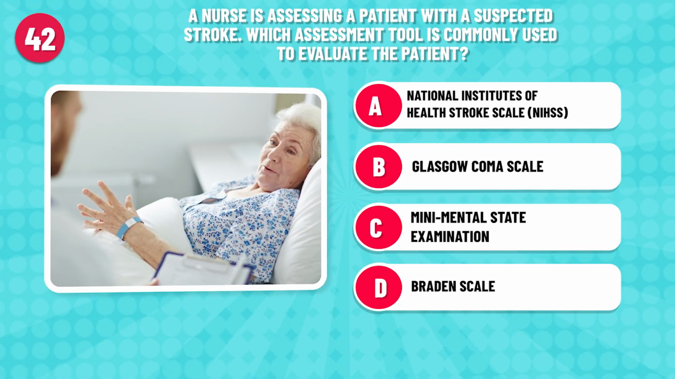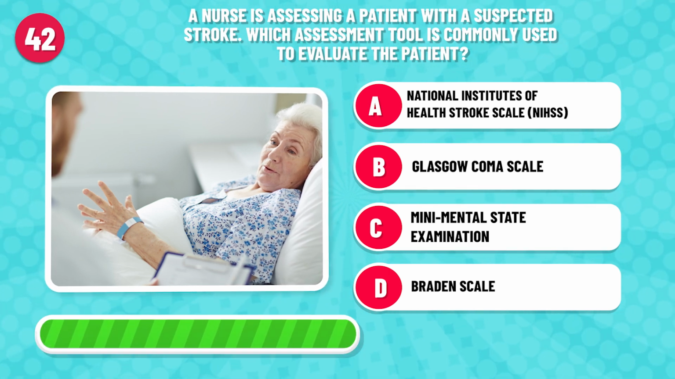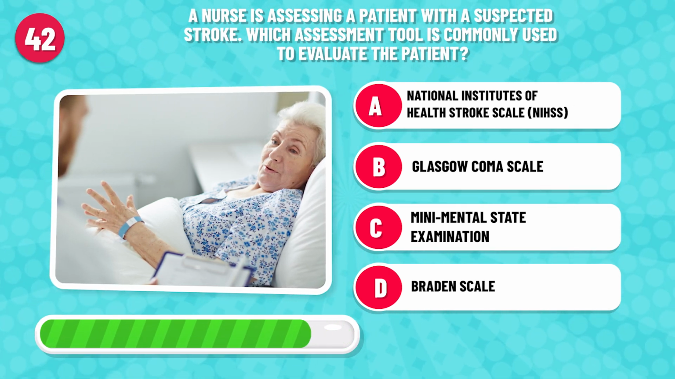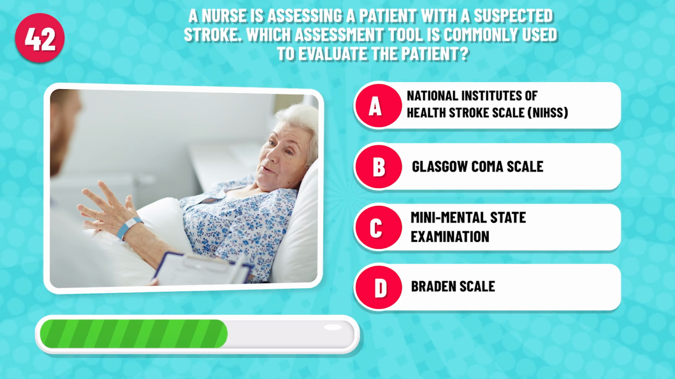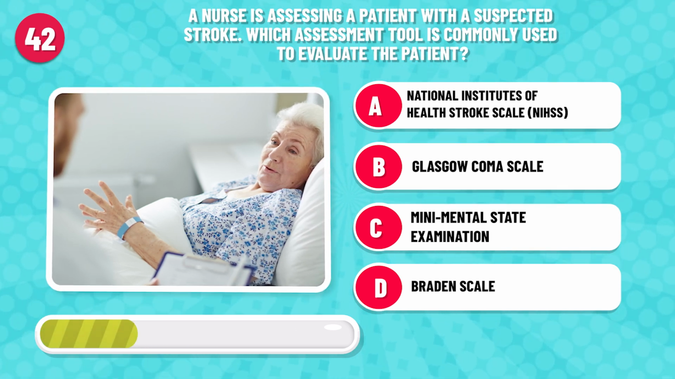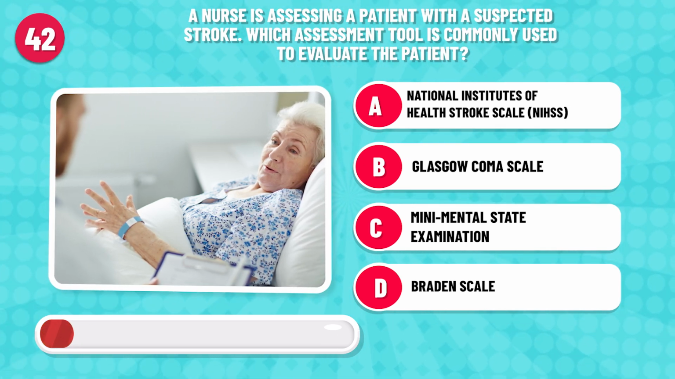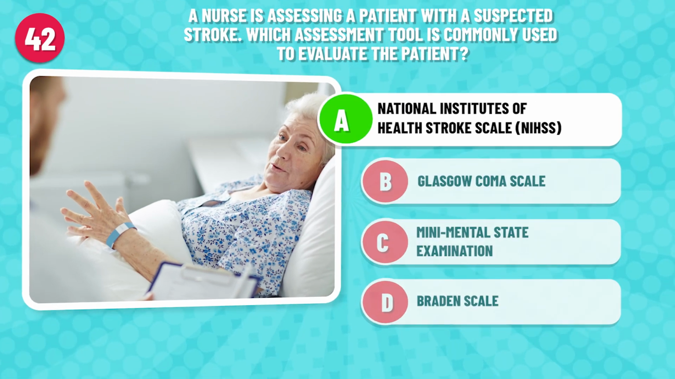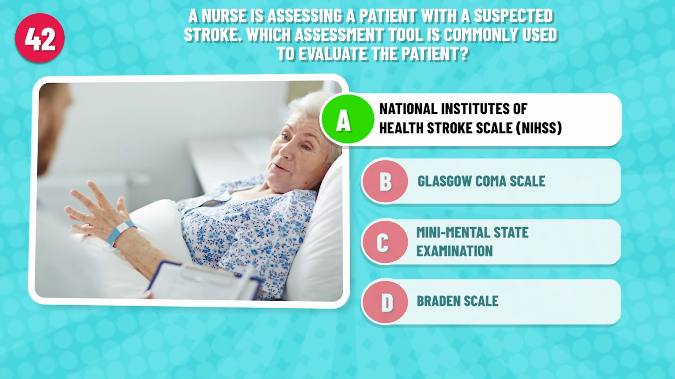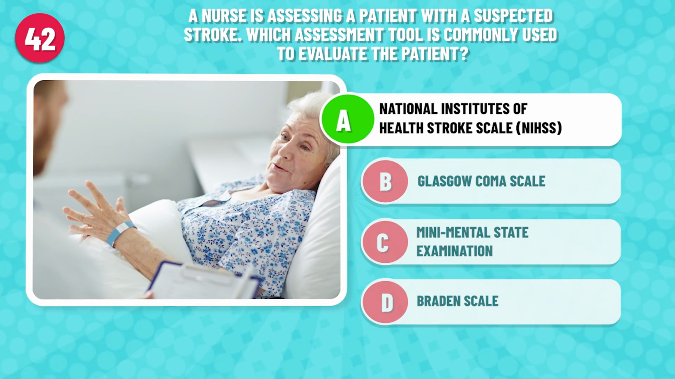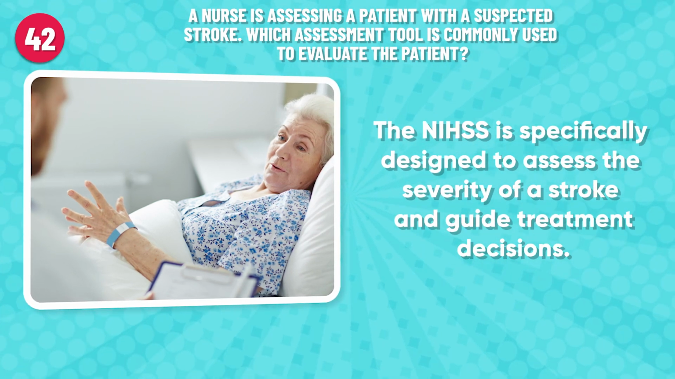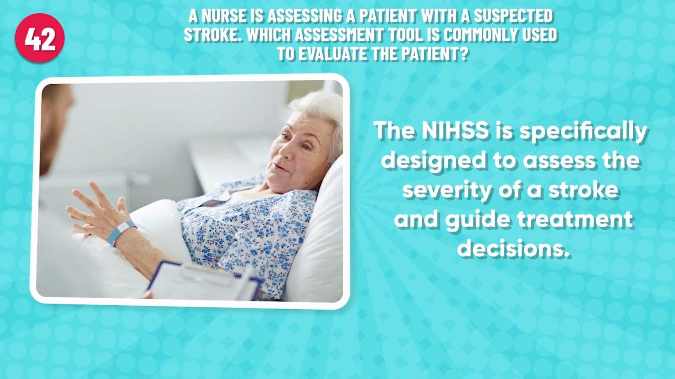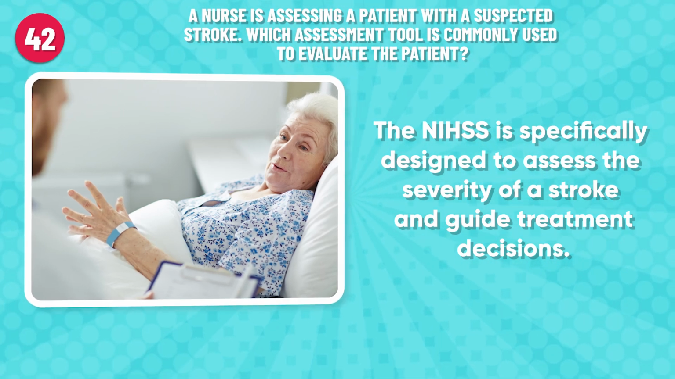A nurse is assessing a patient with a suspected stroke. Which assessment tool is commonly used to evaluate the patient? It's A. National Institutes of Health Stroke Scale, NIHSS. The NIHSS is specifically designed to assess the severity of a stroke and guide treatment decisions.